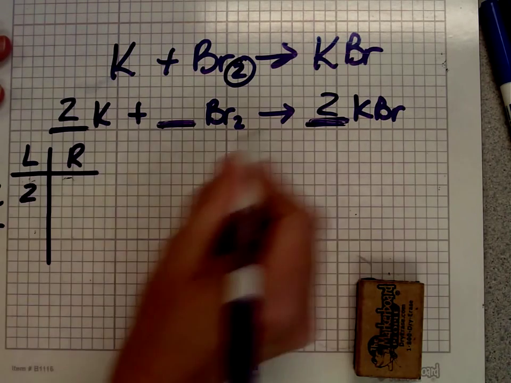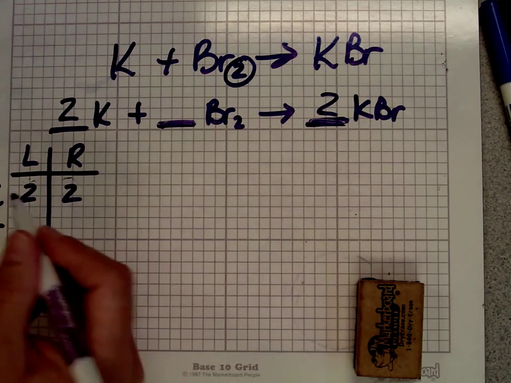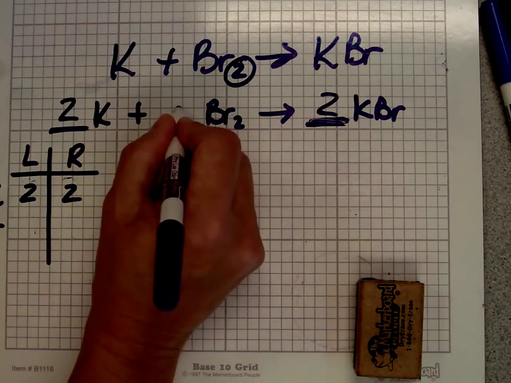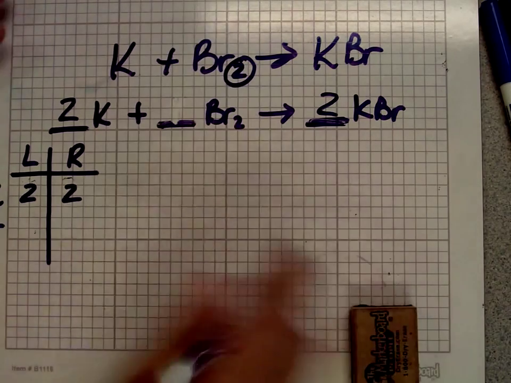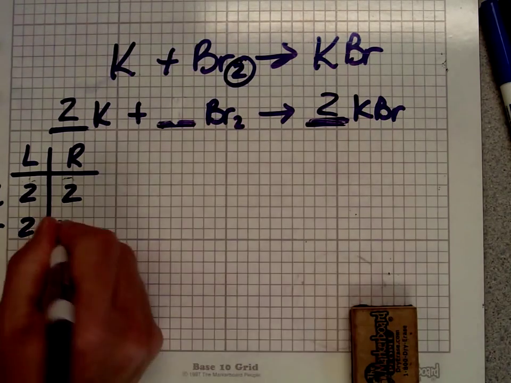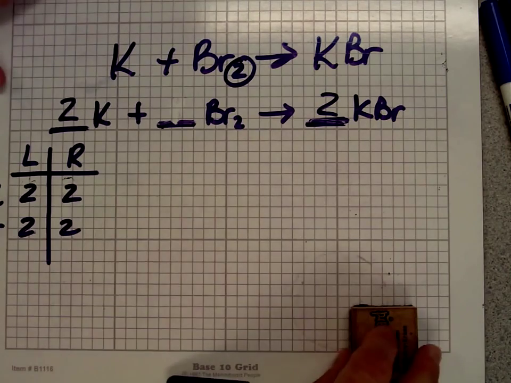Potassium on the left, 2. Potassium on the right, 2. That's good. Bromine on the left, remember it's 1 times 2. You don't have to write that 1, but it's there. 1 times 2 is 2 bromines on the left and 2 bromines on the right, and my equation is balanced.